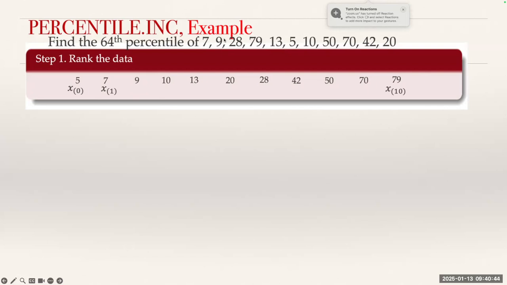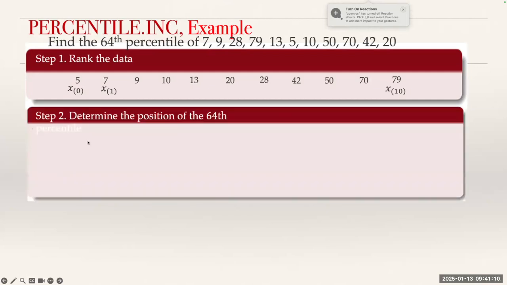There are 11 data because I start with 0. The maximum index will be 10. And then I use the formula to determine the position: I plus f equals k over 100 multiplied by n minus 1. Is the percentile 64? So k is 64. n is 11 because there are 11 data, so n minus 1 is 10. So it will be 64 over 100, which is 0.64. 0.64 multiplied by 10 is 6.4.